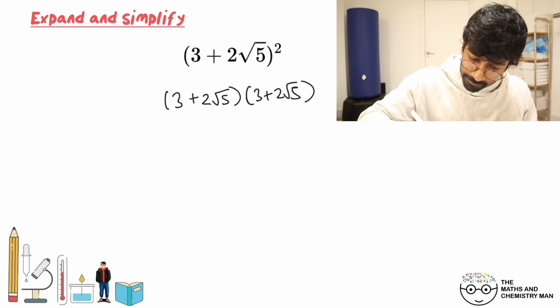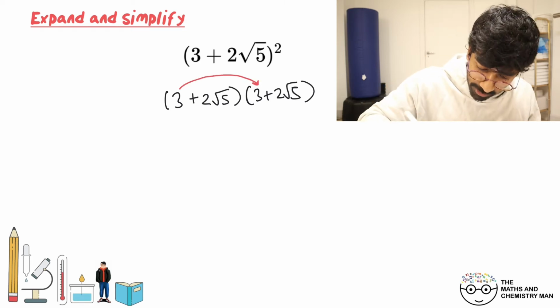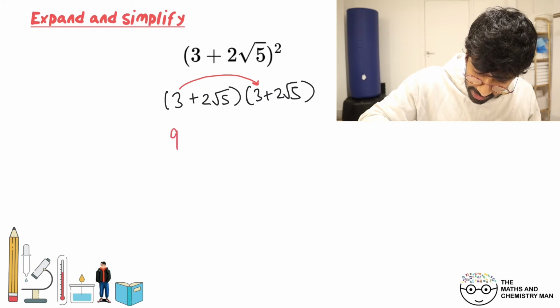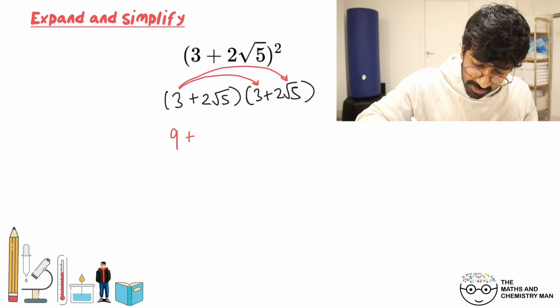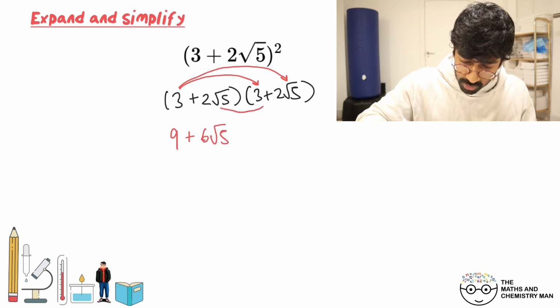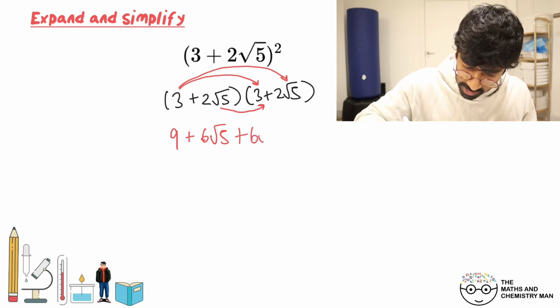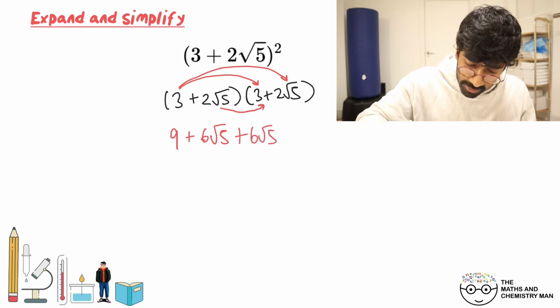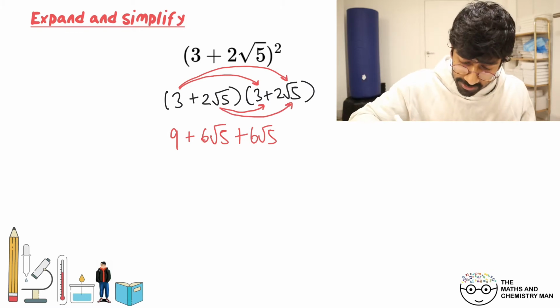So I'm just going to use some arrows. So 3 times by 3 first, that's going to give me 9. And then 3 times by 2 root 5 is going to be a positive 6 square root 5. Then we have 2 root 5 times by 3, which is going to be another 6 square root 5. And then the slightly tricky one where you've got 2 root 5 times by 2 root 5.